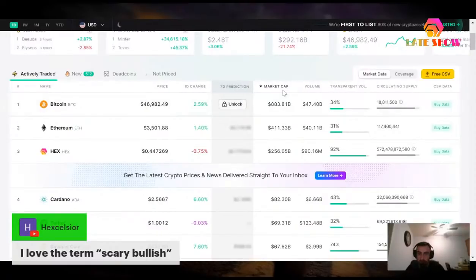If we're talking scary bullish, look at this. Hex is less than 2x away from flipping Ethereum. That's between 3 and 4x from flipping Bitcoin. Let me do that math to make sure I got this right. Yeah, 3.4x away. So Hex is less than a 4x away from flipping Bitcoin, and less than a 2x from flipping Ethereum.